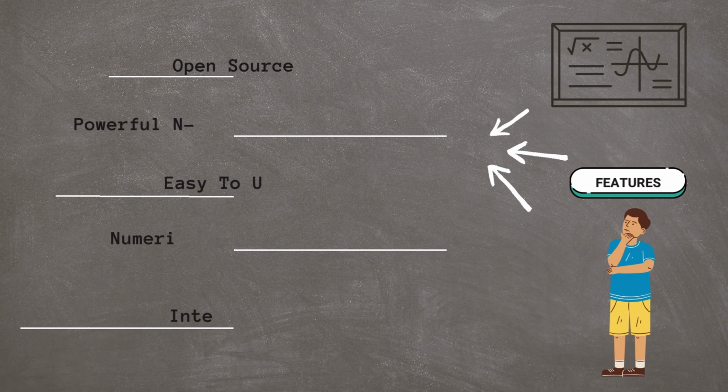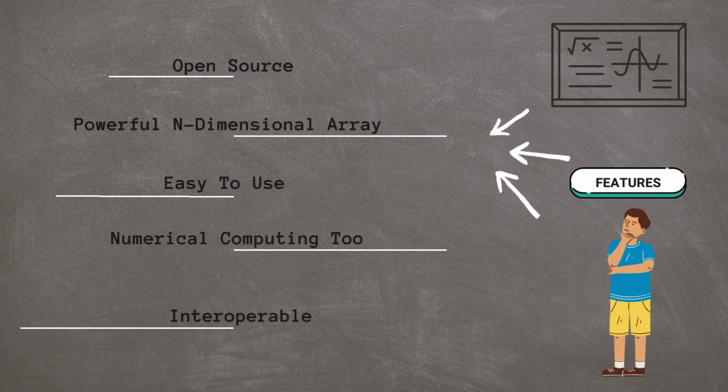Now let's discuss the features of NumPy which make it more powerful and help in the manipulation as well as the transformation of the array. The first one is open source. It means that NumPy is an open source library, which means its code is freely available for users to view, modify, and distribute. For example, we can access the NumPy source code on platforms like GitHub, controlling its development and exploring how functions are implemented.